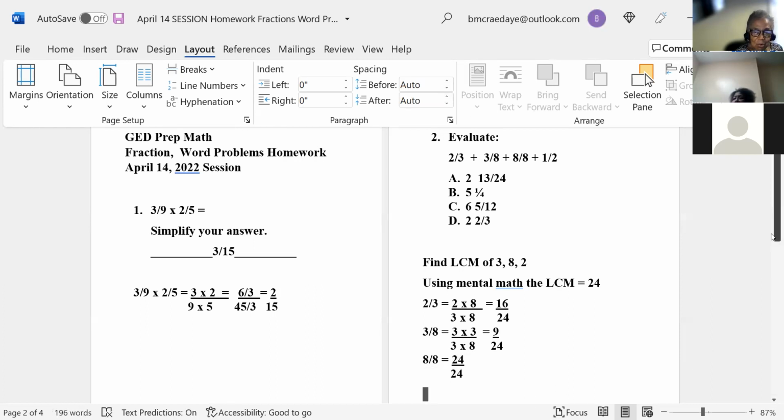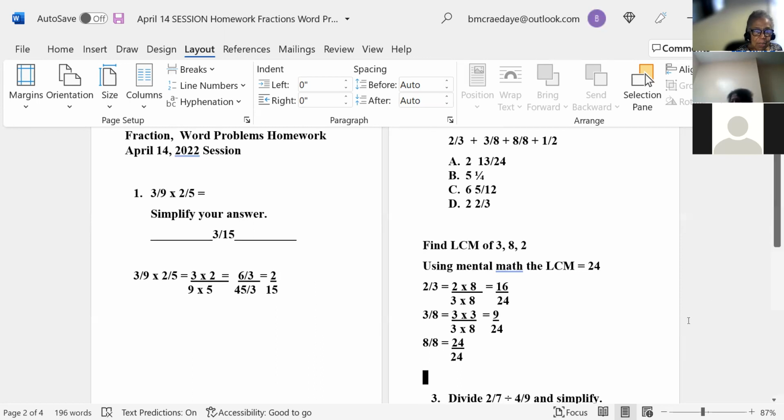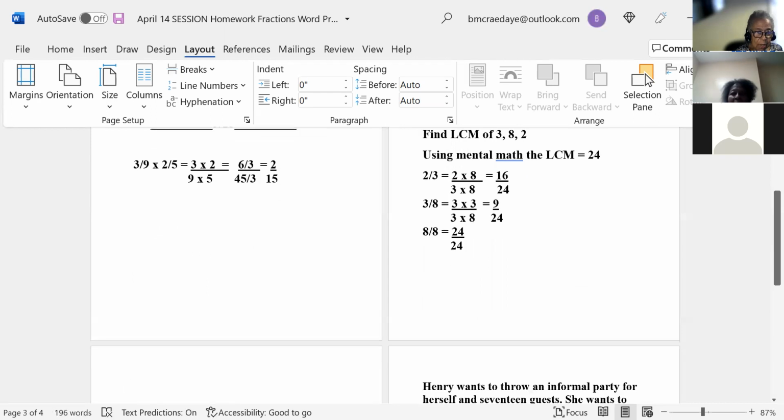And that one, Maureen, you know, mental math. 1 over 2 is what number over 24? Is 1/2 equal to what over 24? 12. That's right, half of 24. Very good. So that's 12 over 24.